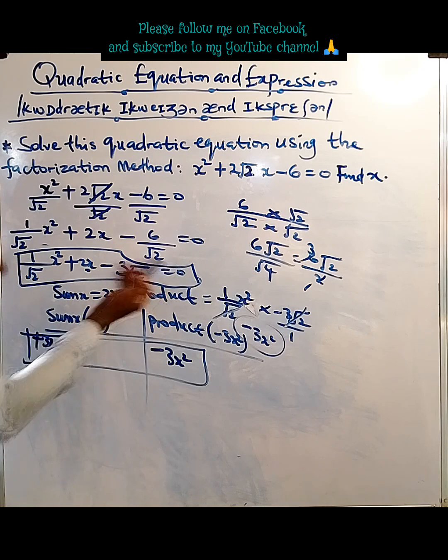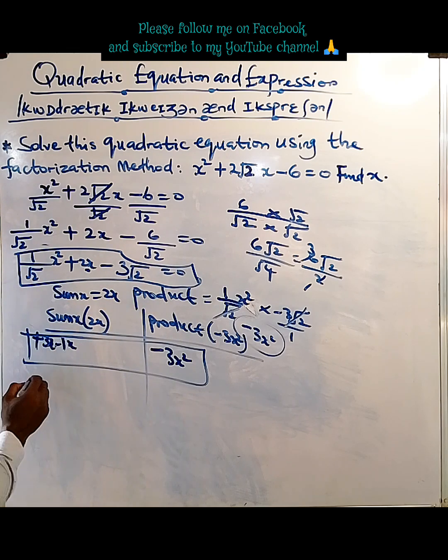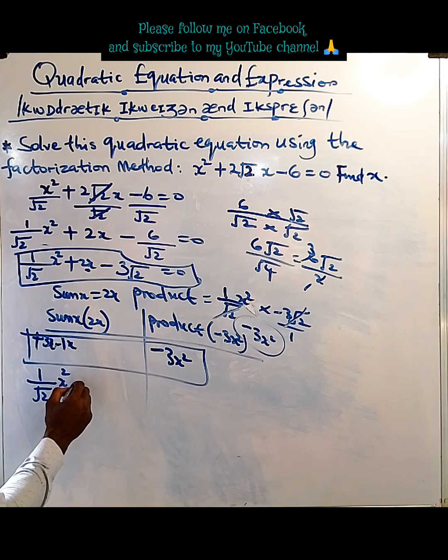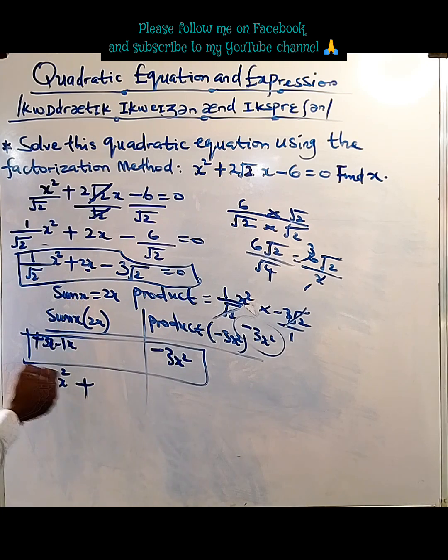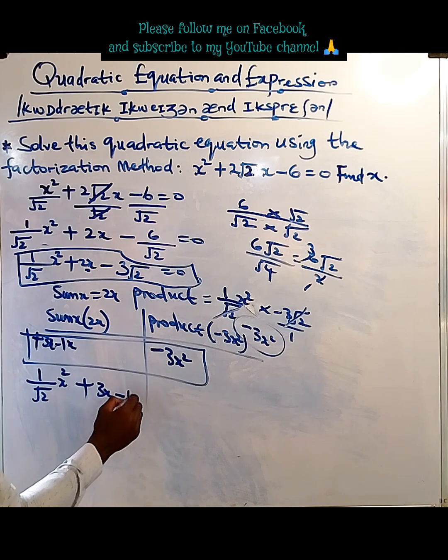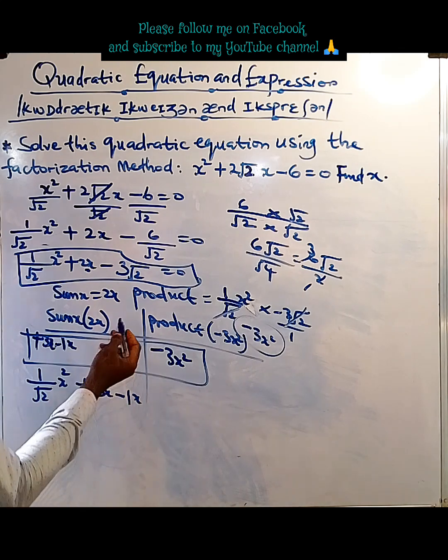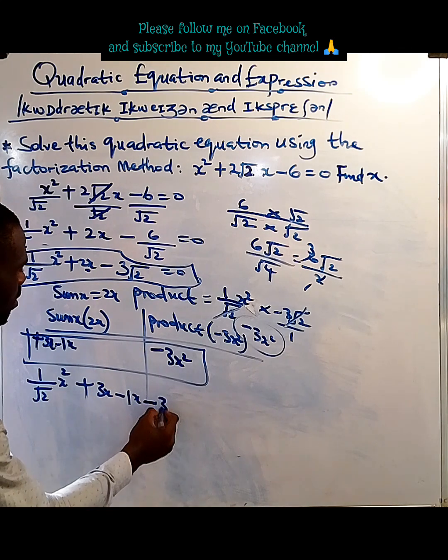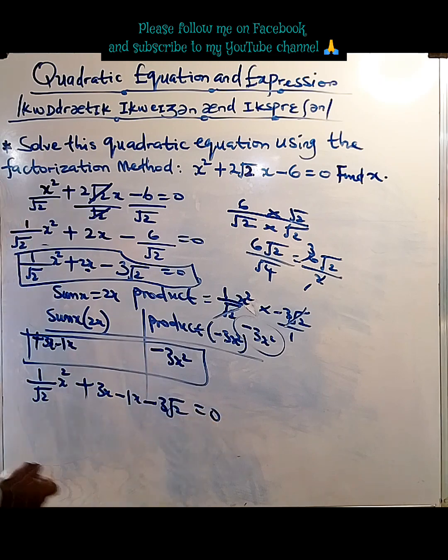So we're going to be working with this. So what do we have? We have 1 over root 2 x squared plus, now instead of us writing 2x, you're going to write 3x minus 1x, or 3x minus x. So then minus 3 root 2 equals 0.